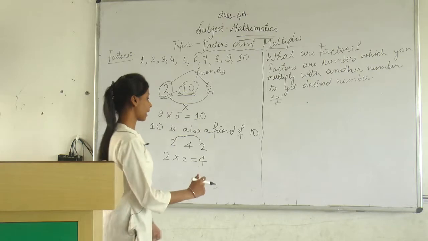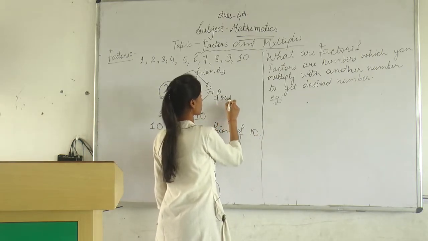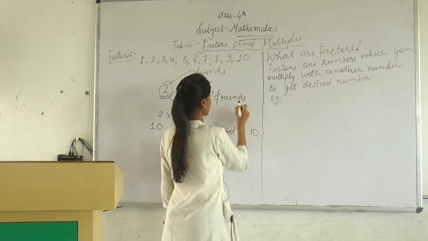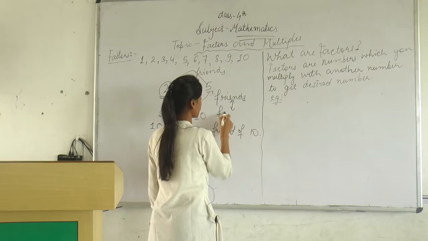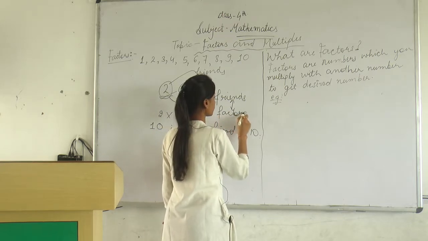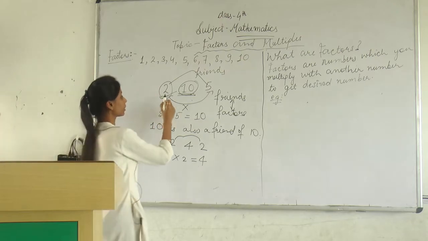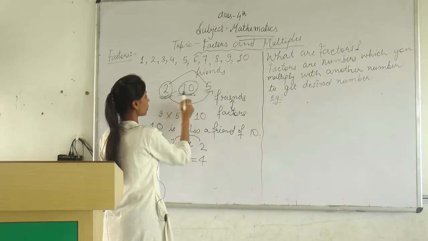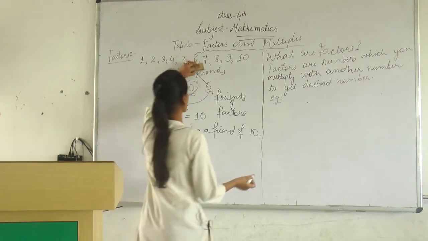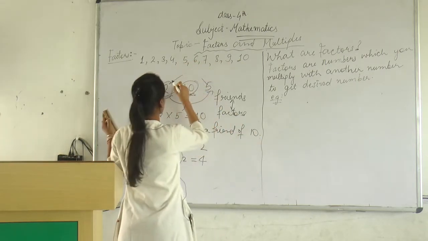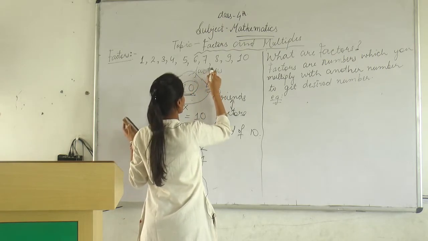Now in mathematics, we say such friends are factors. What we say? Factors. Now we can say, just like 2 and 5, both are the factors of 10. What are they? They are the factors of the number 10.